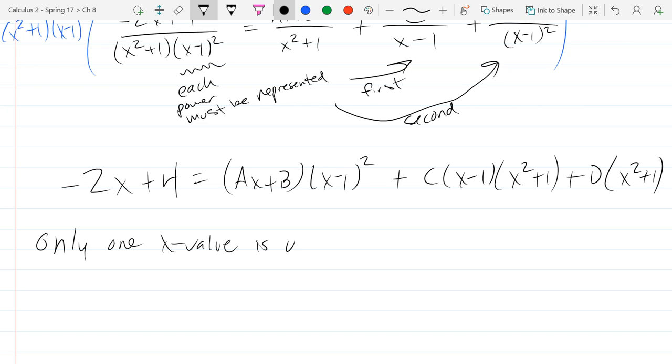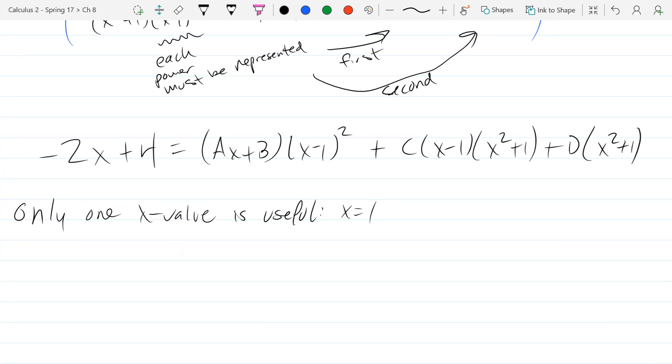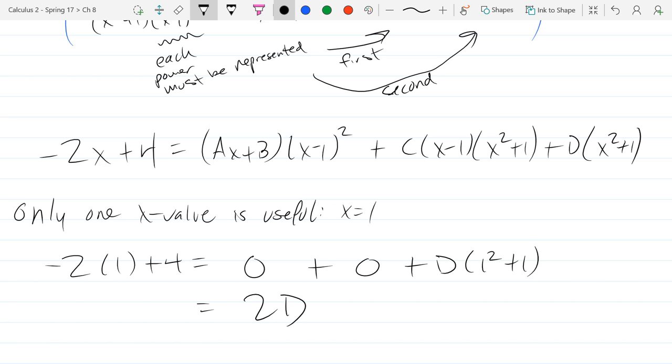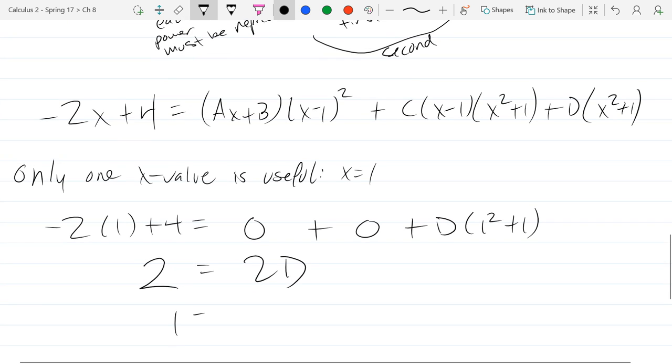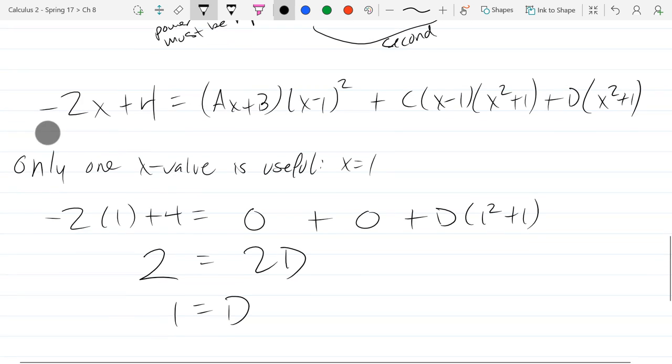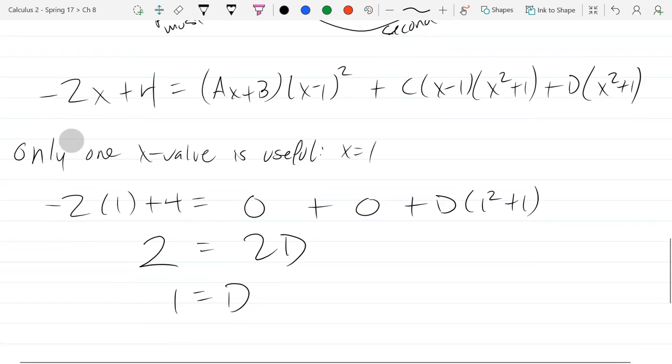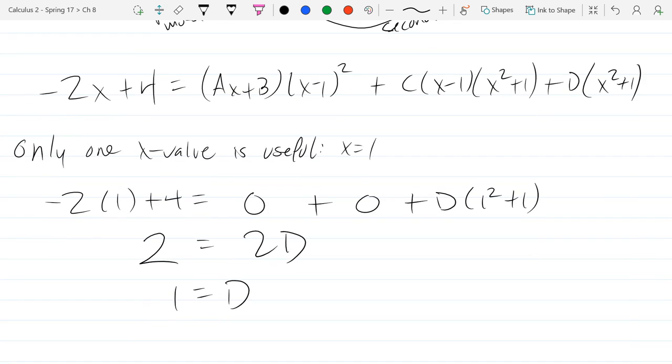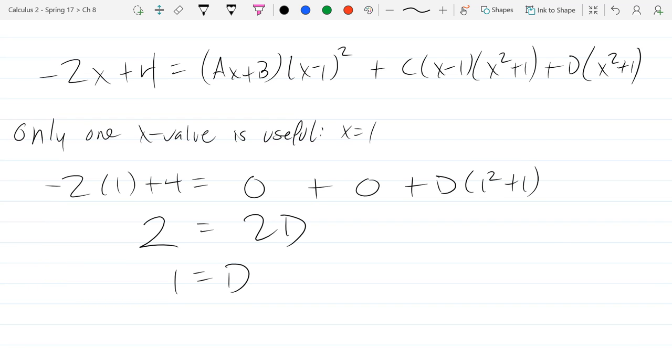So there is only one x value that is useful here, which is x equals 1. And make sure everywhere you see x, you plug in 1. So there's an x on the left side that we didn't have before, so that needs to get the same 1 right there. So this x value tells us that D has to be 1. Any questions on getting our value for D? We still got 3 to go.